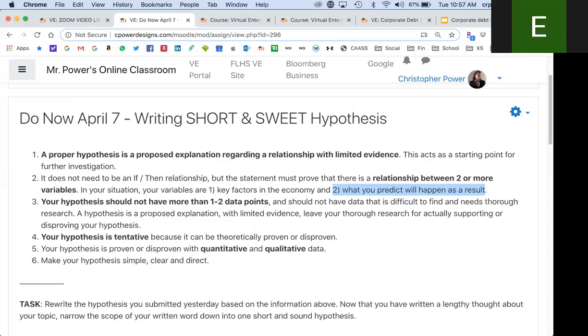Mr. Powers, so I have to rewrite mine then because it's just too general. Do I still have to text it to you to get approval again? No, so we've already discussed yours. If you think it's too general, you guys can just update it now.